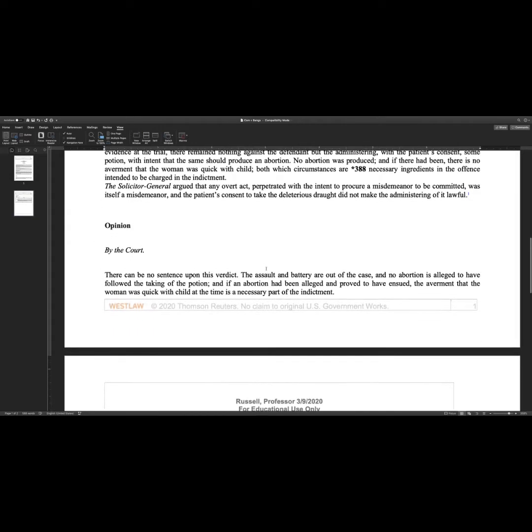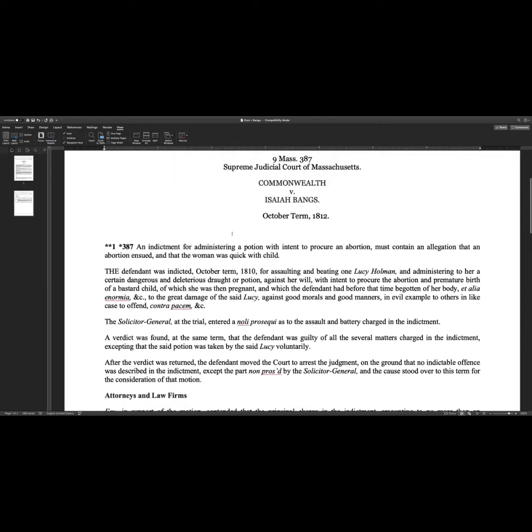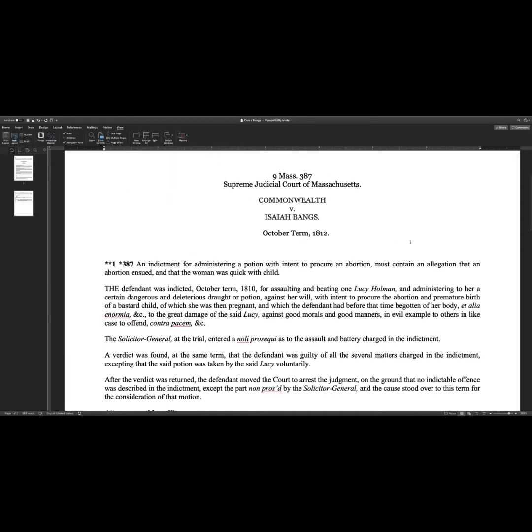And the court says, it's just a simple little thing, there can be no sentence on this verdict. The assault and the battery are out of the case, and no abortion is alleged to have followed the taking of the potion. If it had been alleged and proved to have ensued, the averment a woman was quick with child has to be included. So if it's early enough in the pregnancy, they say that there can't be this prosecution in this particular instance is what the court decides here.